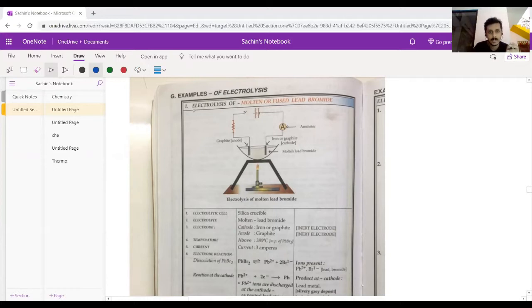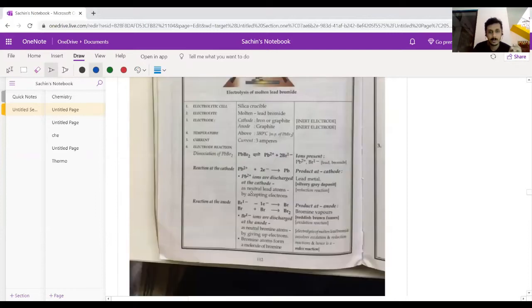So first example is the electrolysis in the molten state. And here we are taking the example of lead bromide. As we can see, lead bromide is an ionic system, right? Because it contains Pb2+ and Br- ions.